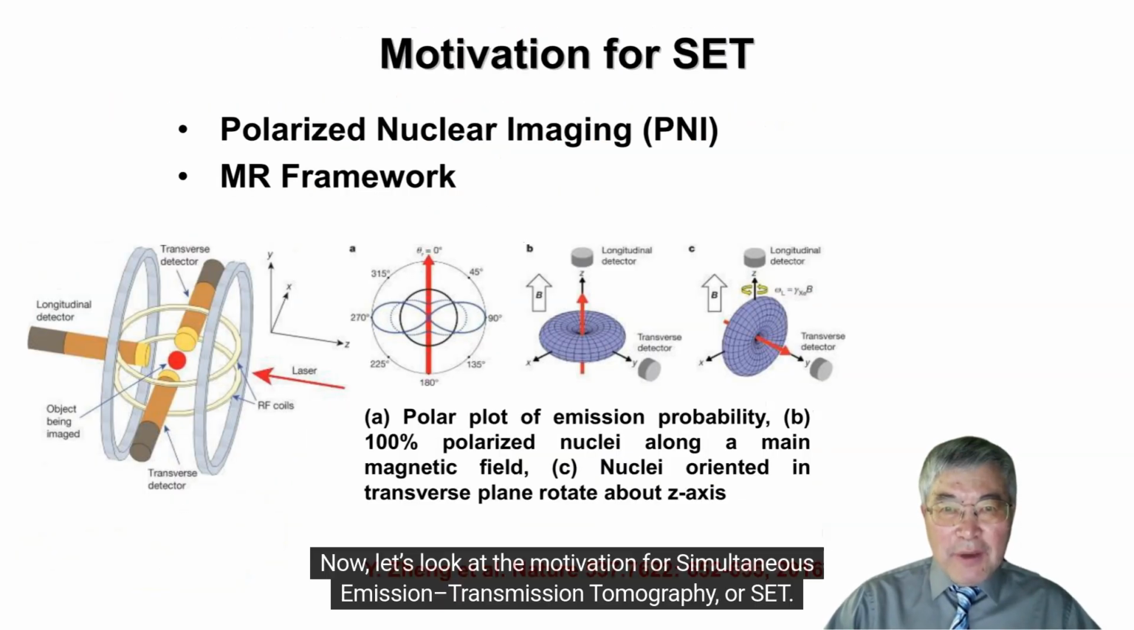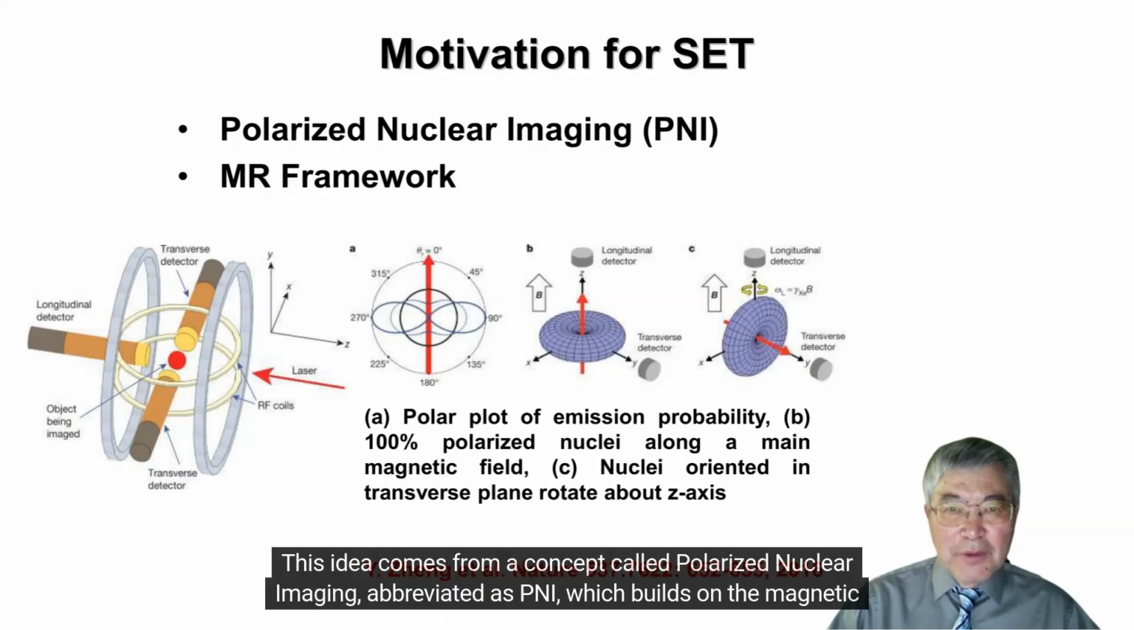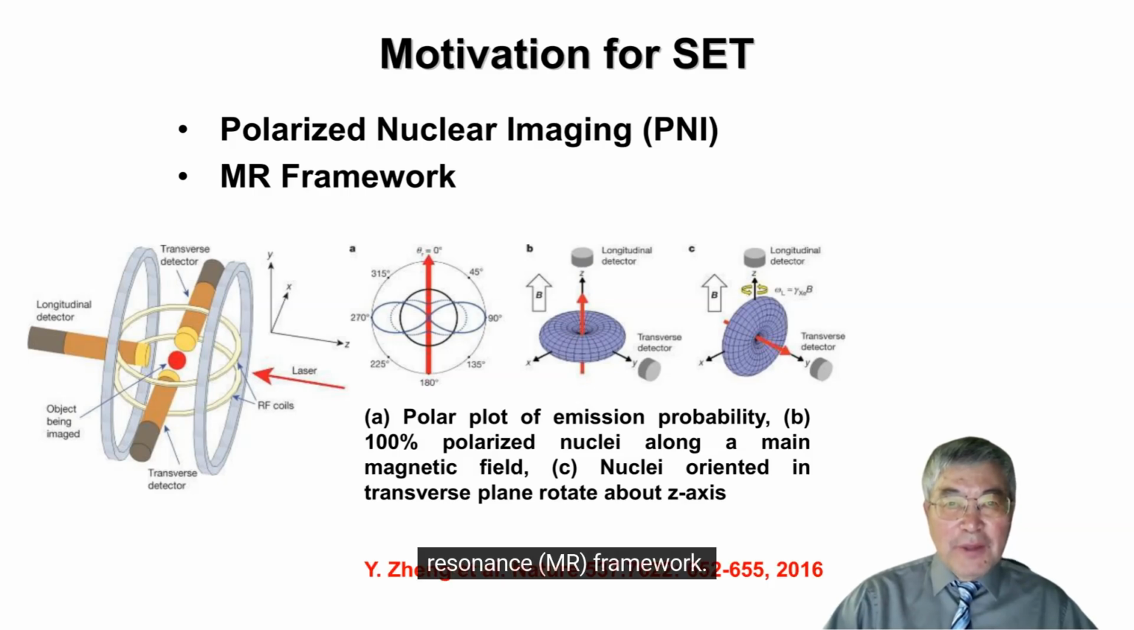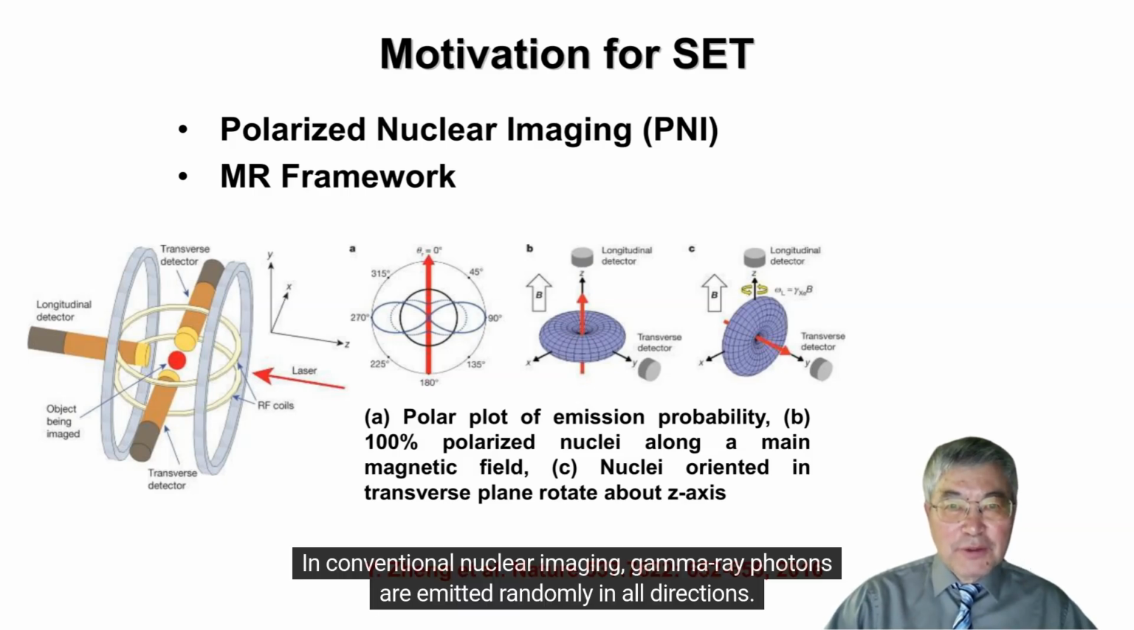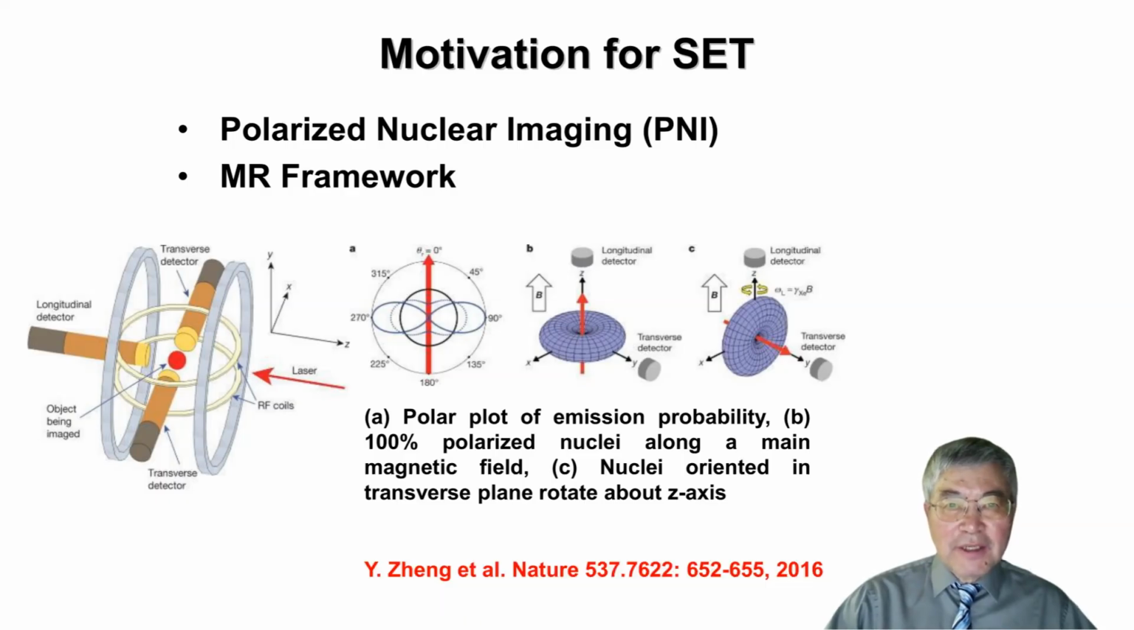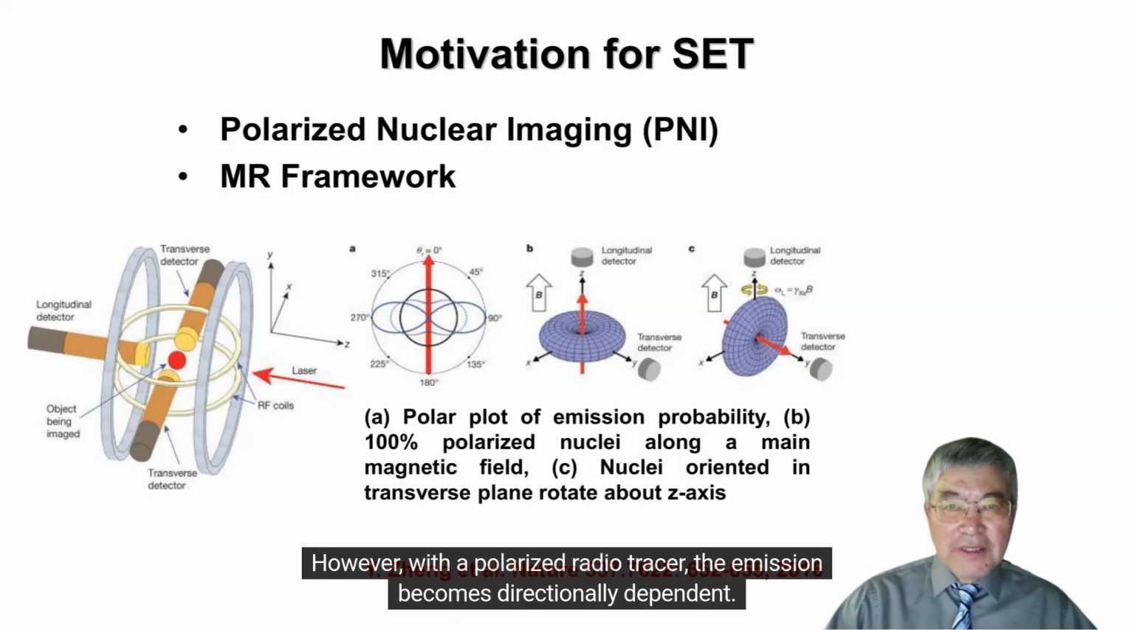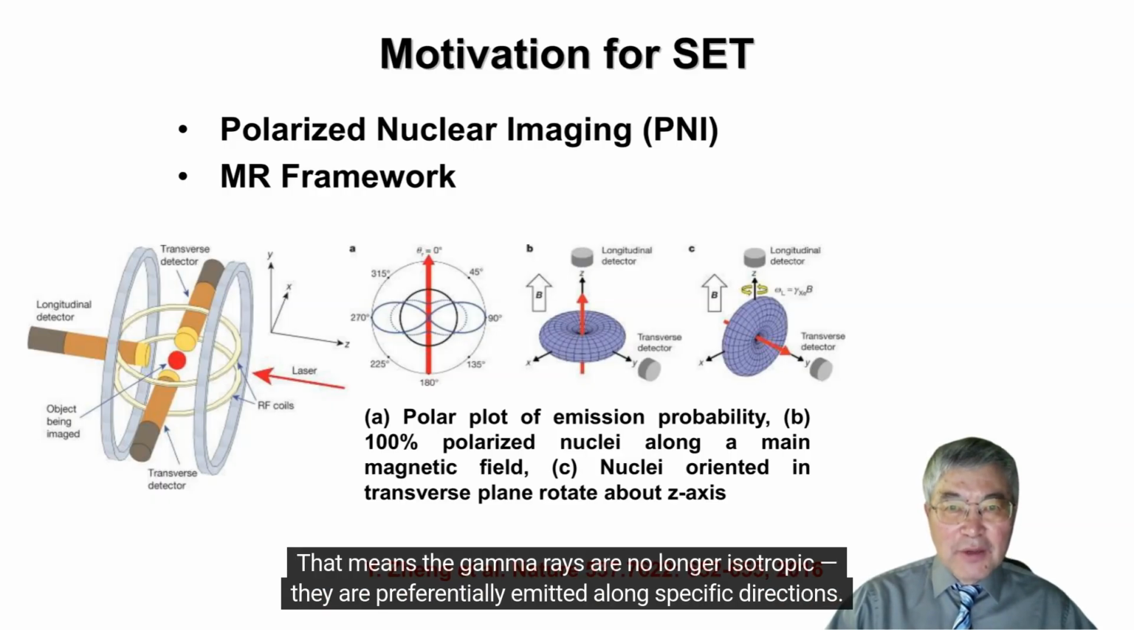Now let's look at the motivation for simultaneous emission transmission tomography, or SET. This idea comes from a concept called polarized nuclear imaging, abbreviated as PNI, which builds on the magnetic resonance (MR) framework. In conventional nuclear imaging, gamma-ray photons are emitted randomly in all directions. However, with a polarized radio tracer, the emission becomes directionally dependent. That means the gamma rays are no longer isotropic, they are preferentially emitted along specific directions.